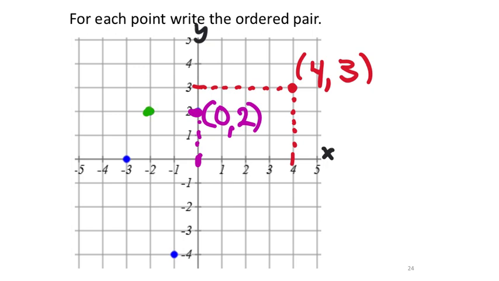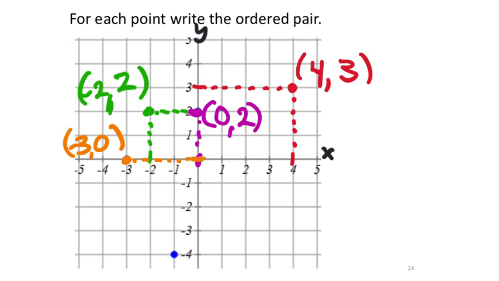I guess I'm going counterclockwise. It doesn't matter. So for this green point, once again, I follow down. I see the x value is -2, and the y value corresponds with a 2 value. That comma didn't work very well. It's okay. And then this point right here, it's right on the x value of -3, which means the y value is 0. When we follow this line over to the y-axis, that is a 0 value.